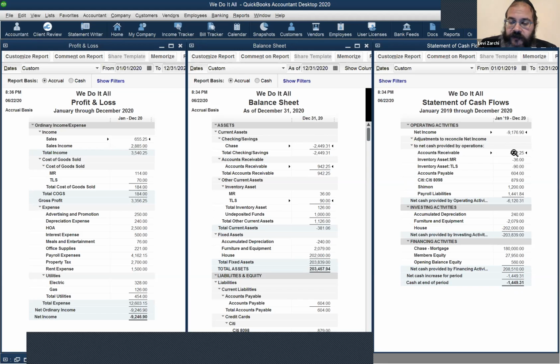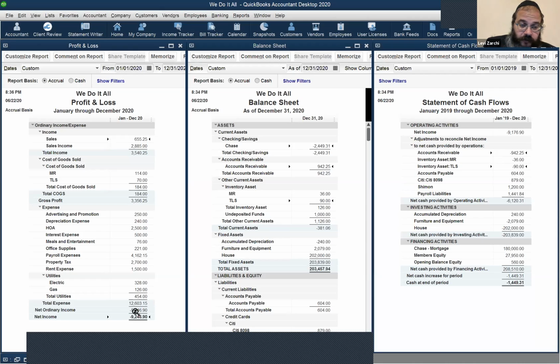The accounts receivables brought our income up, but it did not bring our cash up. So if we want to know how much cash we have, we have to deduct the receivables. We have to deduct the inventory that we have, because inventory is not cash. So again, even though we look at our P&L, right?